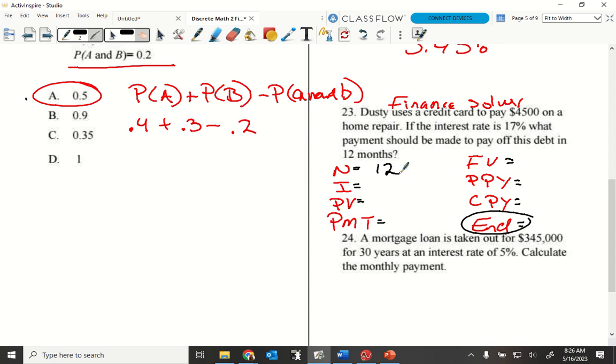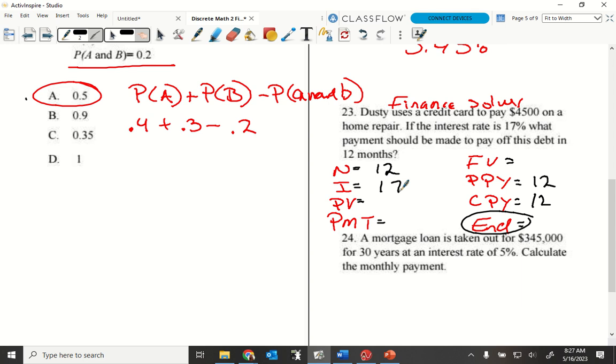How many payments per year? 12. So I would also do this if he wanted to pay in 10 months, because the payments per year it's still going to be monthly. So that would still be a 12. And then CPY is 12. Interest is going to be 17%. PV.